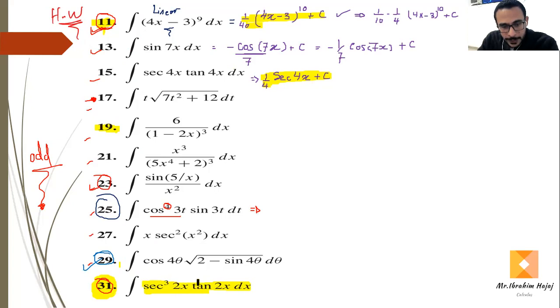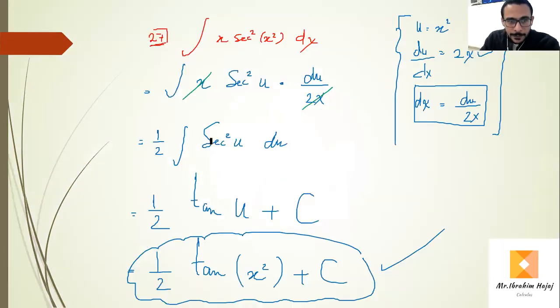Question 31: the integral of sec cubed 2x tan 2x. Let's take one of the students for 31. Ali Wael? No mic. Sorry, mister, my mic is broken. Okay, Ali. Abdulrazzaq, you try. Could you solve this question?